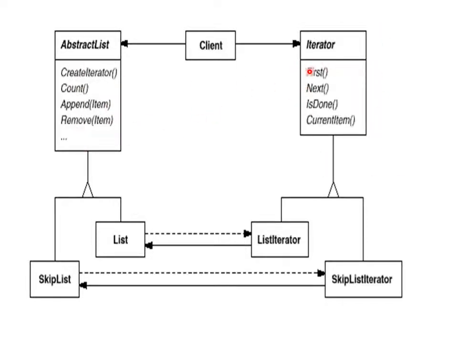And the iterator class defines the first item, next item, is done item, current item. So this defines the list class. Abstract list defines the list class and skip list class. The same abstract list defines the iterator class: list as list iterator, skip list as skip list iterator. So this is the motivation diagram.